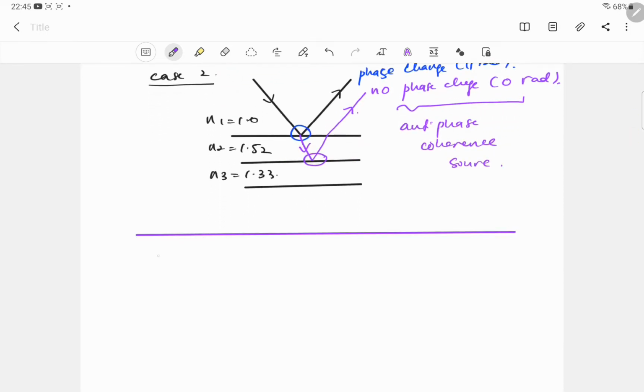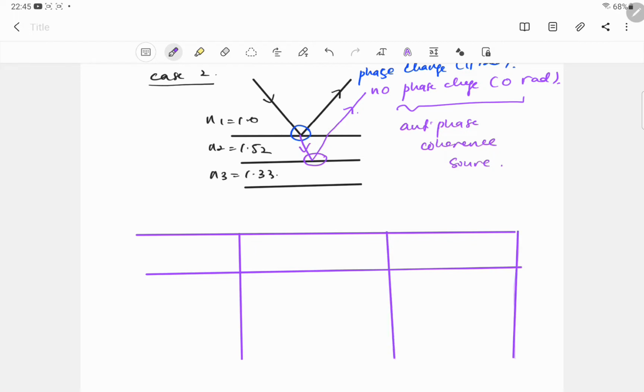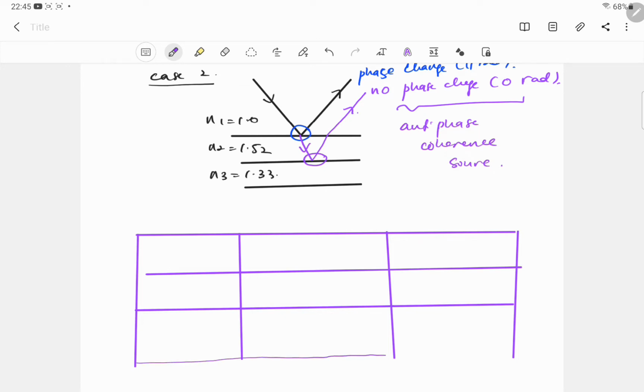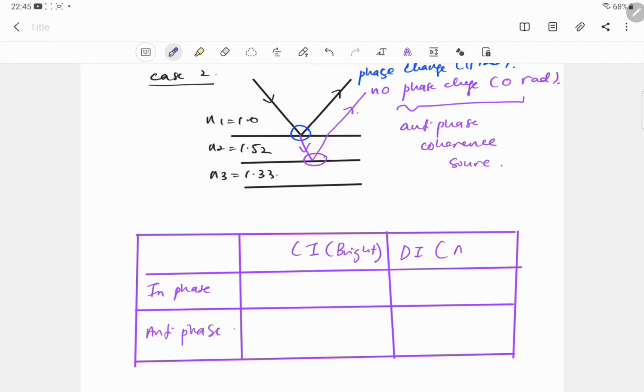Okay, we construct a table for the thin film. We have to know the equation used. Okay, so you have in phase and anti-phase. Okay, kat sini kita ada in phase. Satu lagi kita ada anti-phase. Satu kita ada constructive interference where appeared bright. Satu lagi kita ada destructive interference where appeared dark.